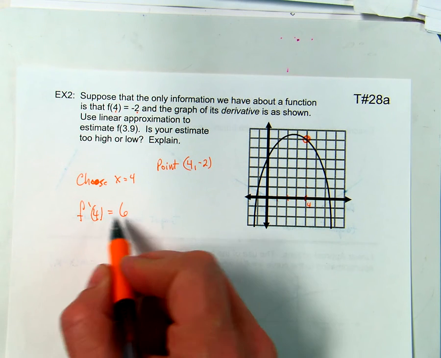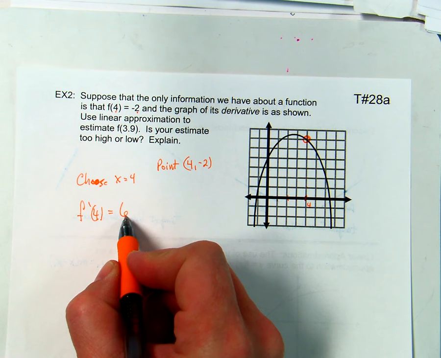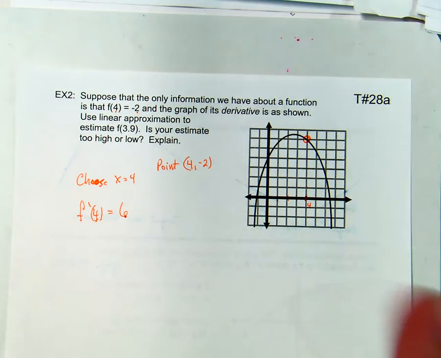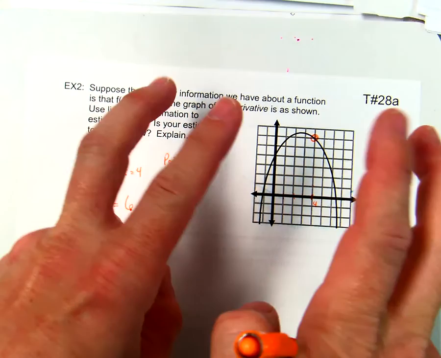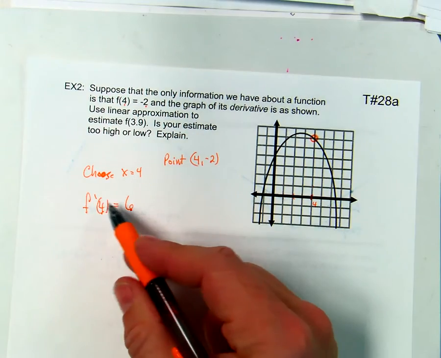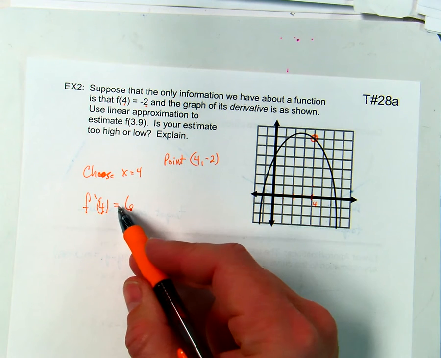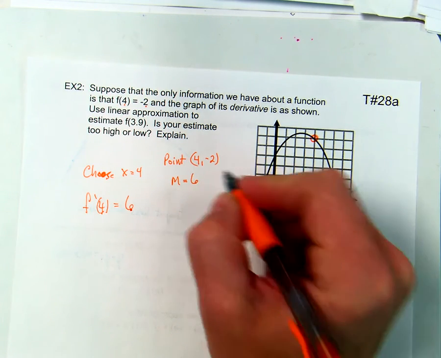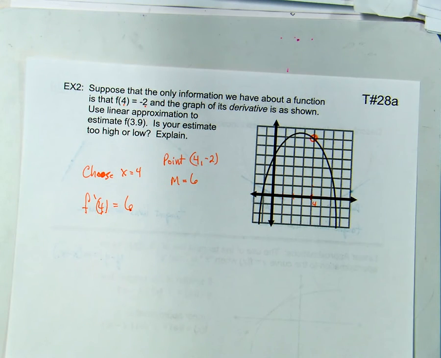F prime at 4 is giving me what value? It's giving me 6, but what is that? That's the slope, right? So if we plug a number into the derivative, that f prime is called the derivative, so if we plug a value into that derivative function, that's giving us the slope. So do we not have a point and a slope? Right? So now can I write this equation out?